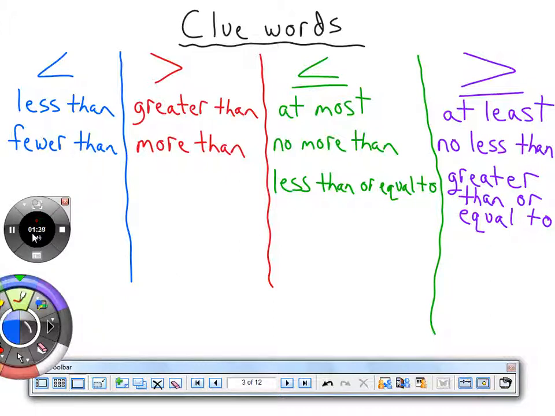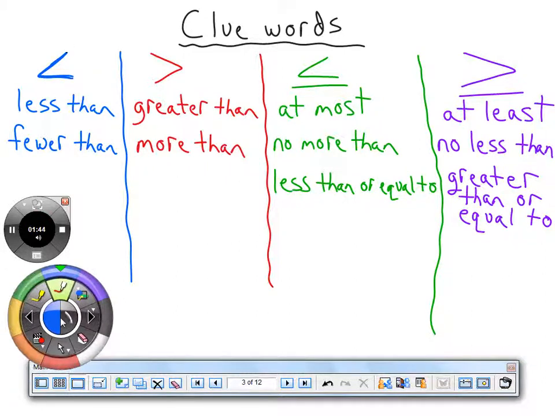So if you see words like less than, then it's going to look like this symbol here. This is considered a less than symbol. And then fewer than, same thing. It's going to use that symbol. Greater than, this is the greater than symbol. When it opens this way, we call it greater than. Or if we see the words more than, same thing.